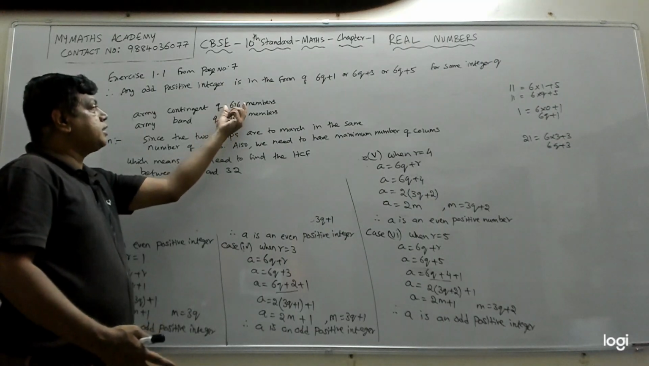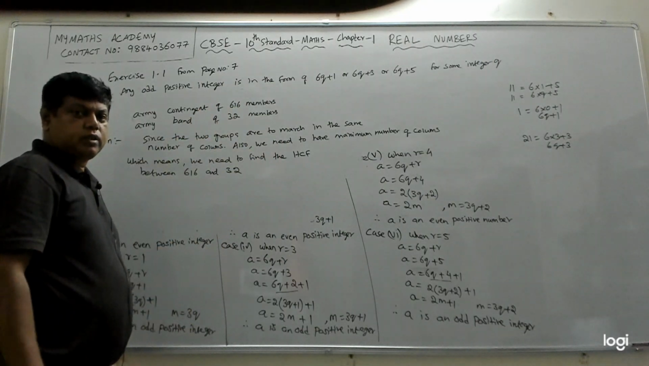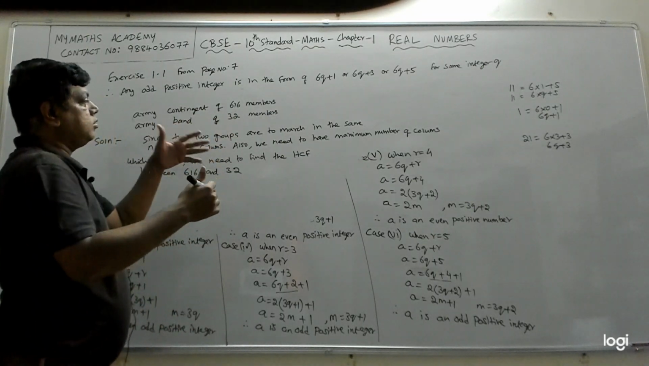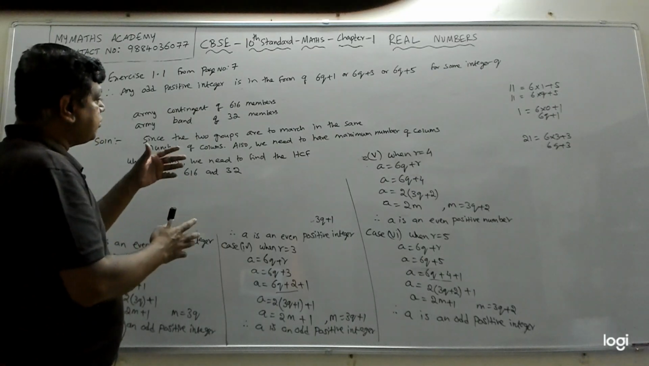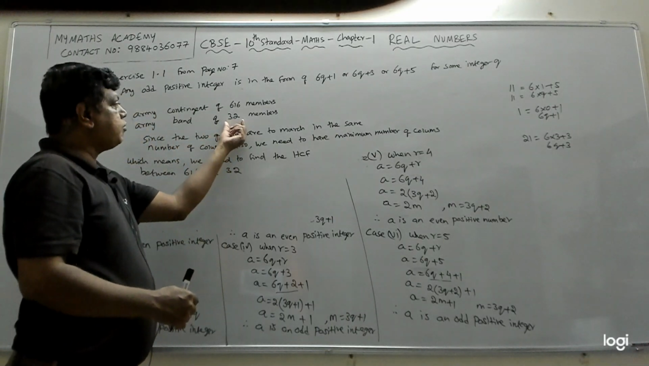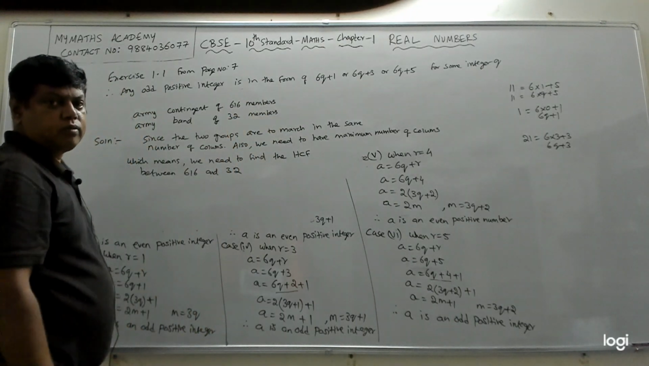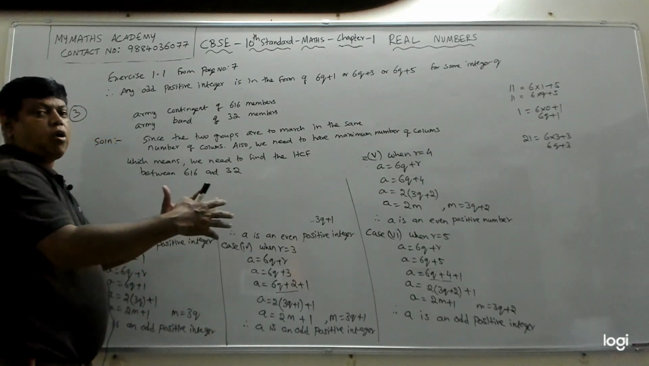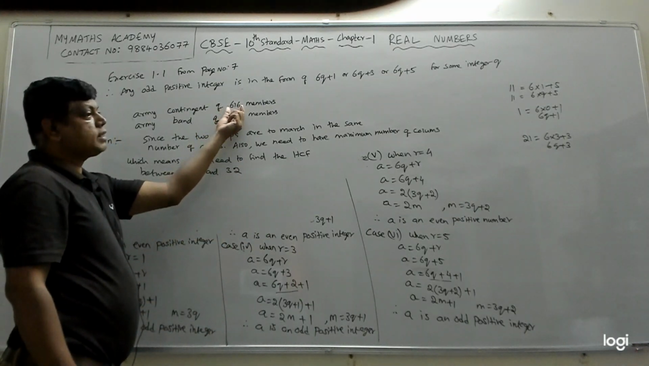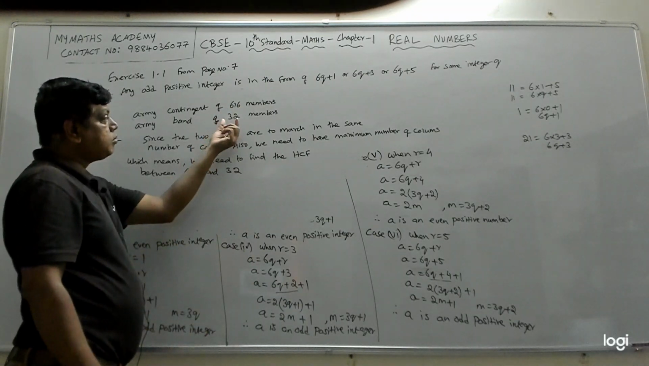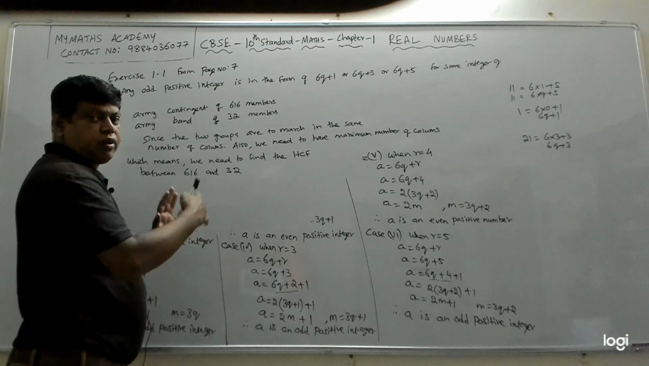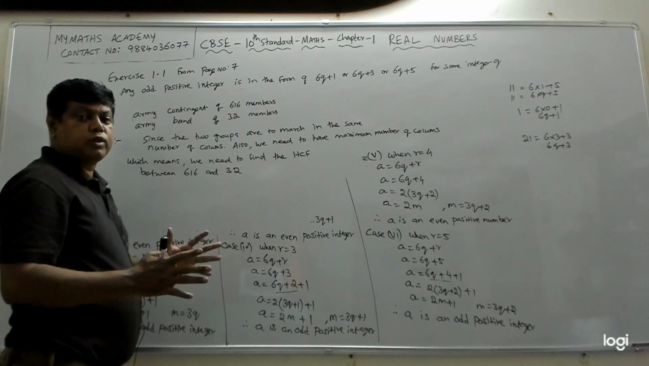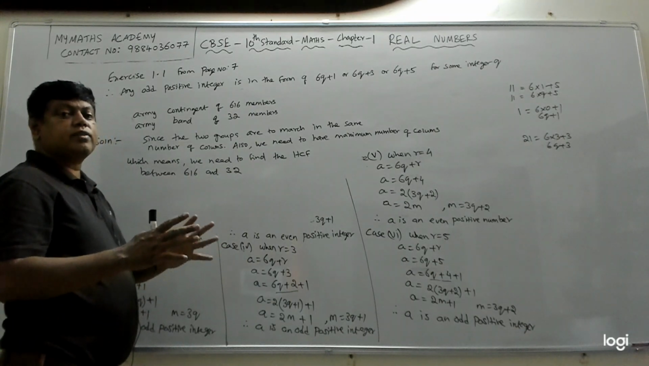So we need to find the maximum number that can divide 616 people into different columns, and the maximum number which can divide these 32 people into different columns, and both of them should have the same number of columns, which means it should be common. So you should find the highest common factor.